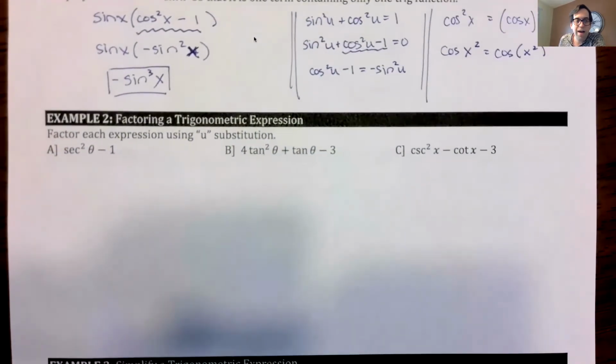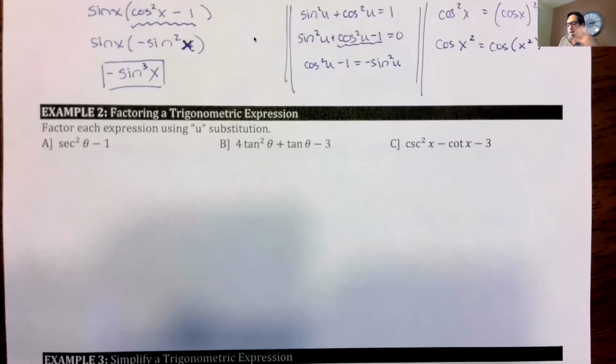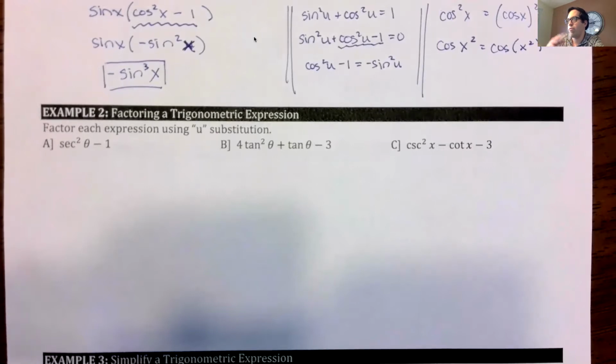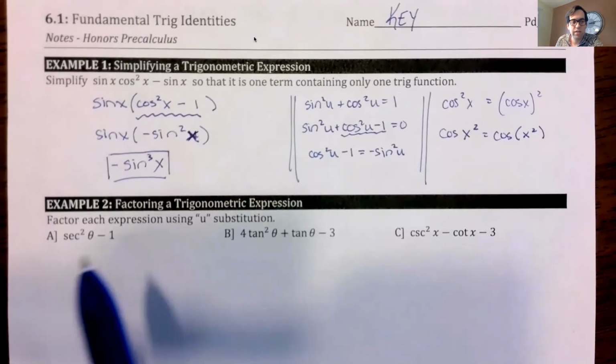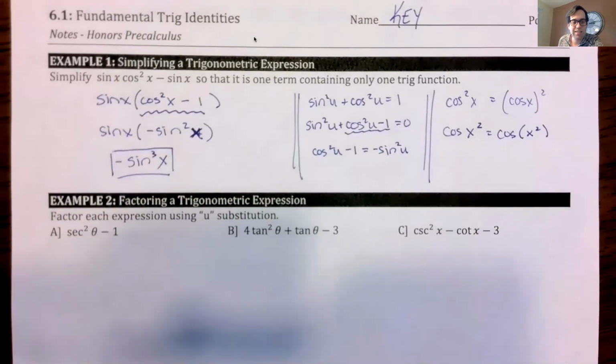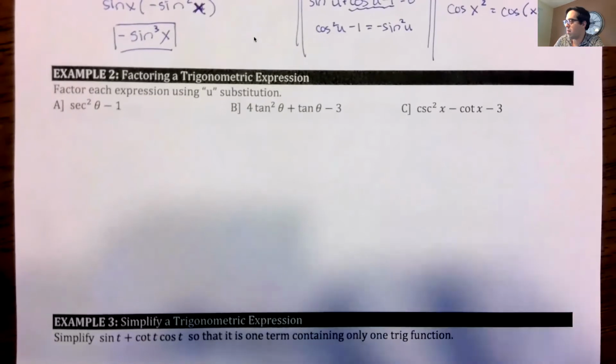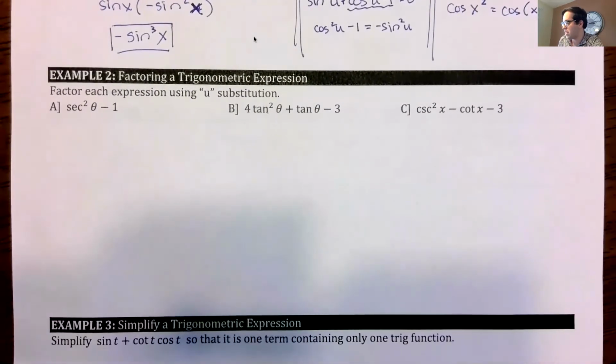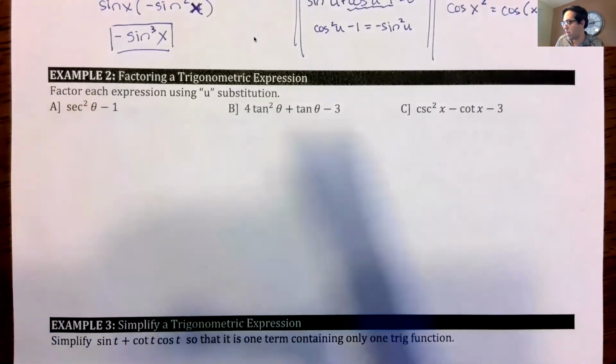Example 2, factoring a trig expression. Factoring is often a part of other fundamental or verification or solving problems that we're going to be doing this unit. So like you can see up here, we had to factor out a sine x. We're going to try some more complex factoring with trig functions in this next example. So let's take a look at letter A. We have secant squared of theta minus 1. There's not necessarily only one variable we're going to be seeing this unit. So in this question, you can already see there's a theta and there's an x.